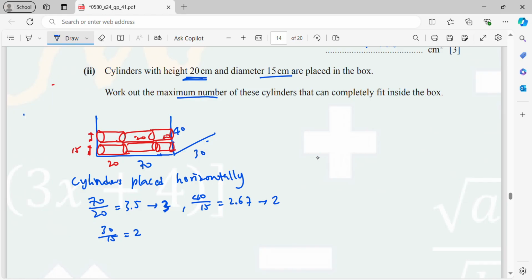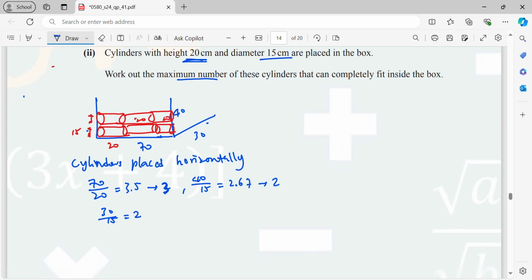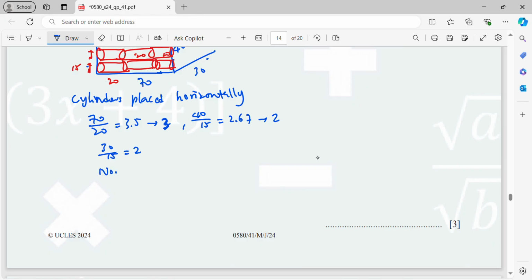Right, because 30 centimeters. So it means that the number of cylinders will be 3 times 2 times 2. That is going to be 12.